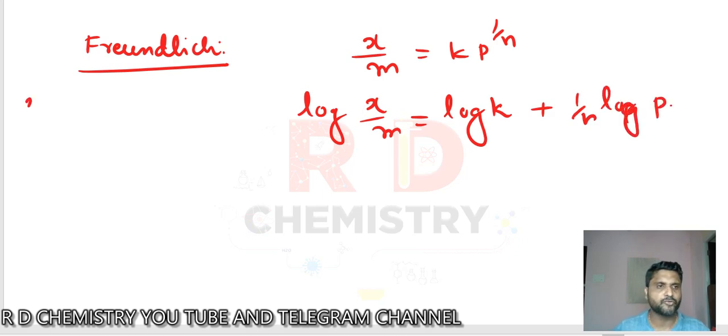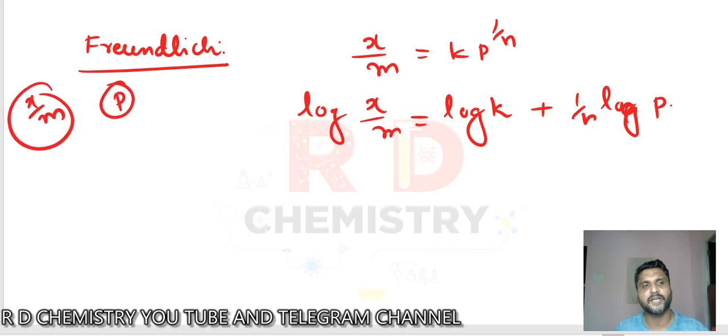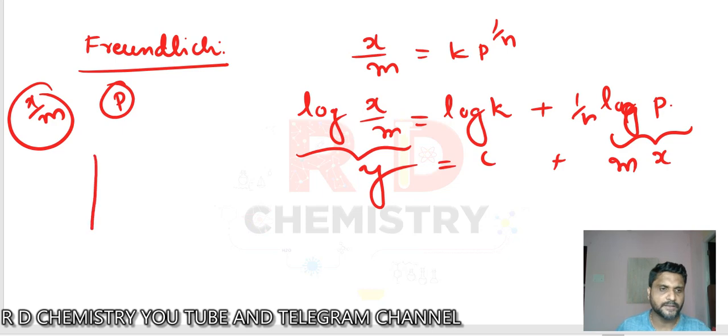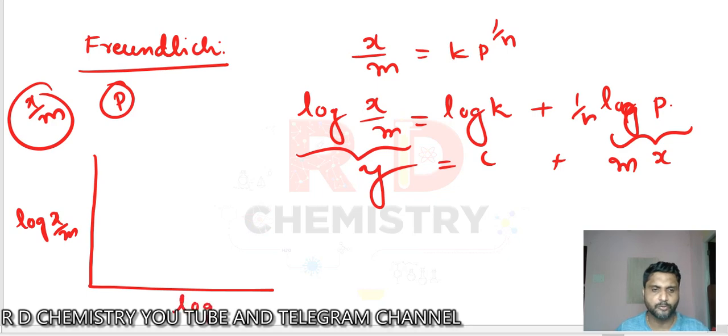So x by m is the extent of adsorption versus the pressure. Generally, as pressure increases, adsorption also increases. So I'll take log x by m along the y-axis and log pressure along the x-axis, so this will be y equals mx plus c, correct? So if I plot the graph, log x by m versus log p, I should get a straight line. Can you see the straight line?